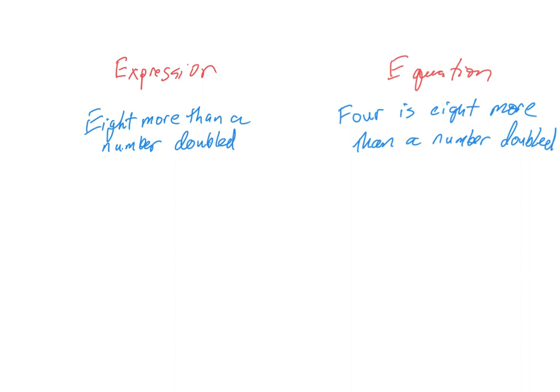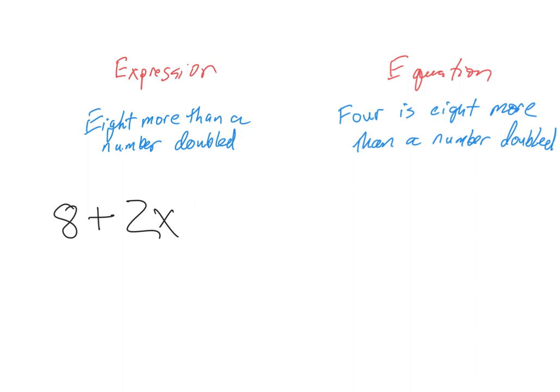Then we've got the difference between an expression and an equation. An expression is going to be something like this. It's a word model for something that we're going to do mathematically. In this case, if I were to take this and translate it, I'd say 8 more than a number doubled. That's an expression. Expression is like a phrase in English. It's not a complete sentence. An expression is a phrase.